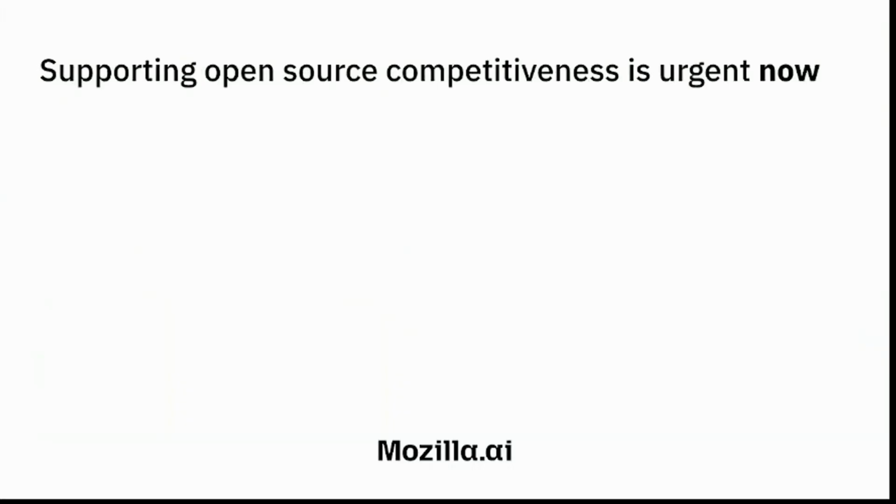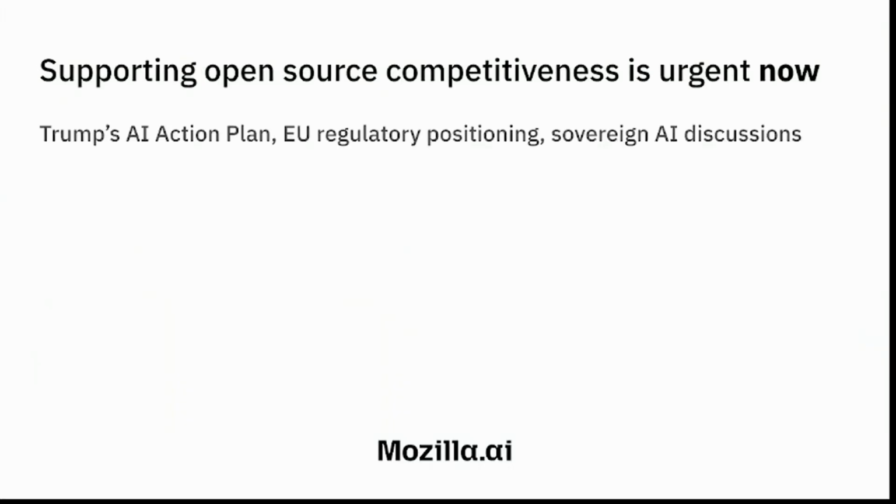So supporting open source competitiveness is urgent now. For example, we saw Trump's AI action plan really highlighted open source and open weight models, which I think is very nice. The EU is having regulatory positioning around open source, some of this coming from the sovereign AI discussions around the DeepSeek moment, or whatever you want to call it. When you talk to policymakers in the West, they all seem to know the name DeepSeek. They might not know exactly what it means, but it is what they lead the conversation with. And so having a unified position from the open source community to talk about realistically the pros and cons of open sourcing models and systems, I think is very important for the future of the community.